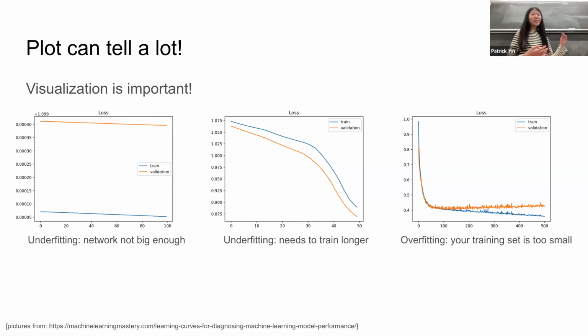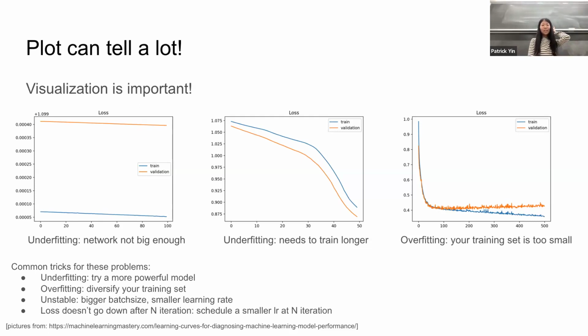For example, if you see your loss curve is not really going down from the beginning, then that means either your network is bad or just wrong or not big enough. You might have to switch to a much more powerful network. Or overfitting, in the case that you start seeing the validation loss start going up. That means your training set is small. You probably want to increase your training data set or make it more diverse.